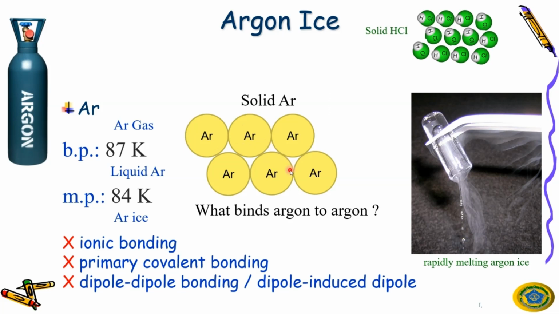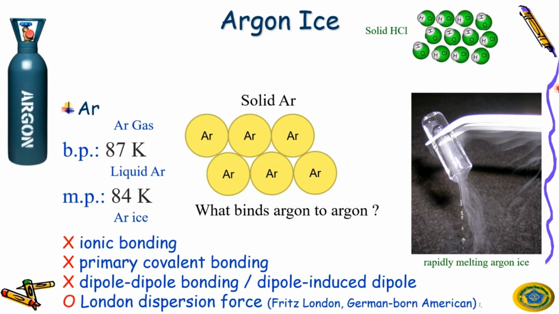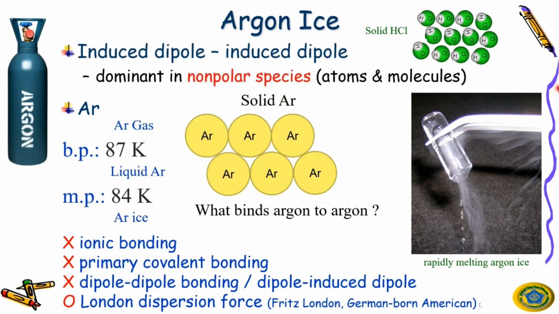So in the previous century, scientists thought about this over and over: what kind of energy exists between the argons? This is called London dispersion force. He was a German-born American who proposed this theory and said, wow, this is London dispersion force. It's an induced dipole interaction, so this is called induced dipole interaction. It dominates in nonpolar species.